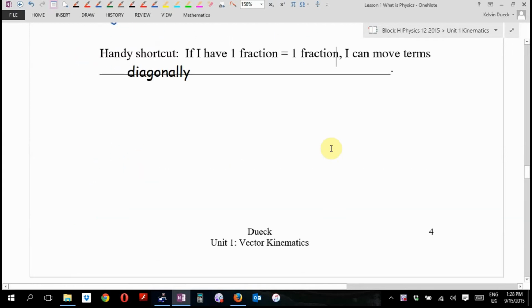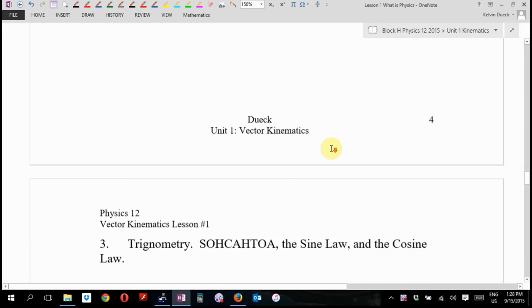Okay. The handy shortcut that I gave you, by the way, is if you have one fraction equals one fraction, you can move stuff diagonally. That's cross-multiplying with a vengeance, Thomas. That's saying, I'm not even going to bother cross-multiplying. I'm just going to rearrange this all in my head. So let's go get trig.